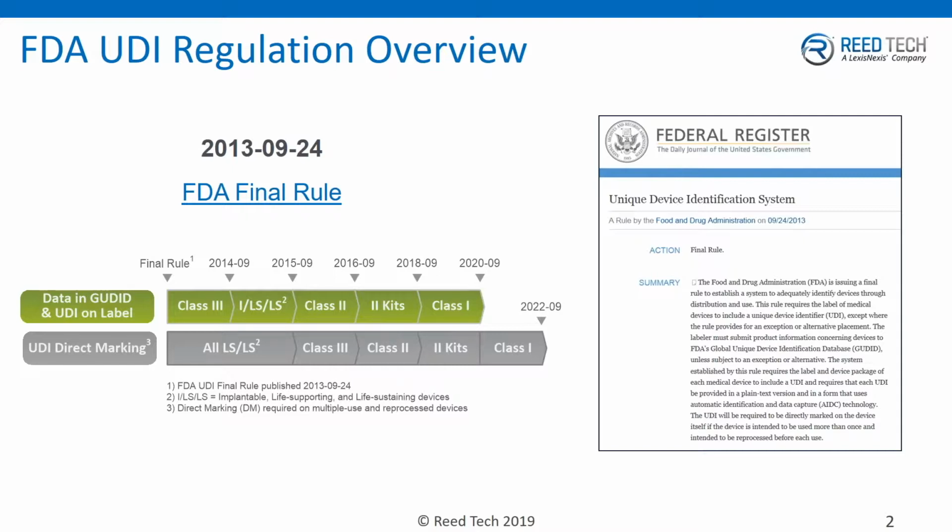Additionally, the FDA went with a phased approach with their UDI compliance deadlines. After the final rule was published in September of 2013, Class 3 devices had 1 year to be compliant with the regulation, followed by implantables, life-sustaining, and life-saving devices 1 year later. And then Class 2s in 2016, Class 2 kits in 2018, and now we are coming up to the Class 1 deadline in September of 2020, so just under 1 year away.